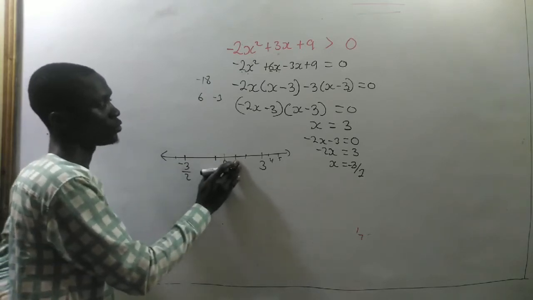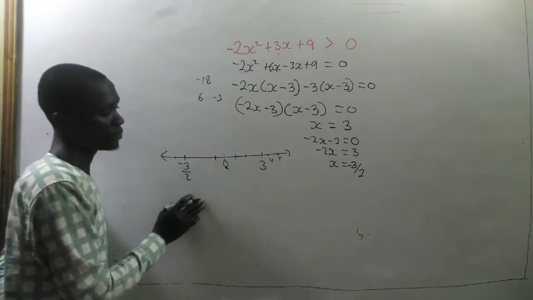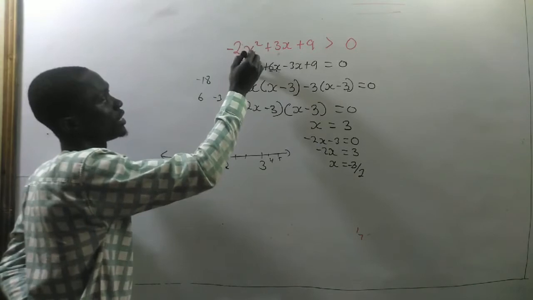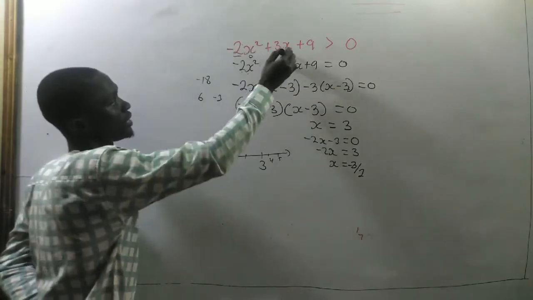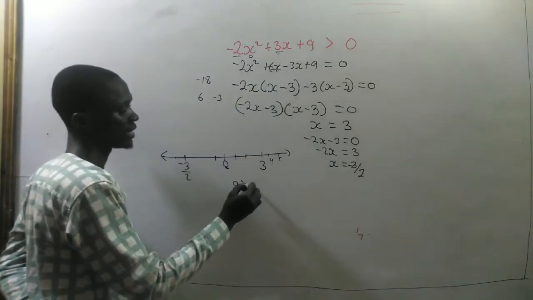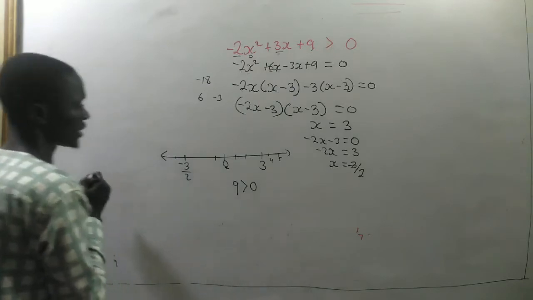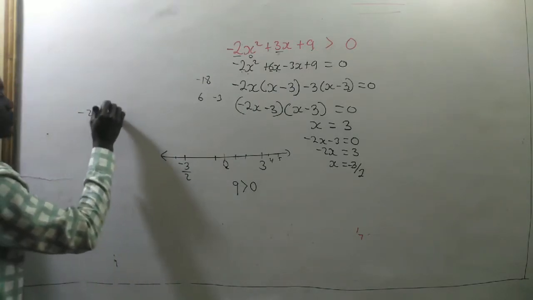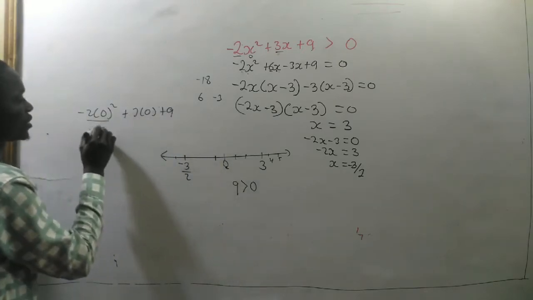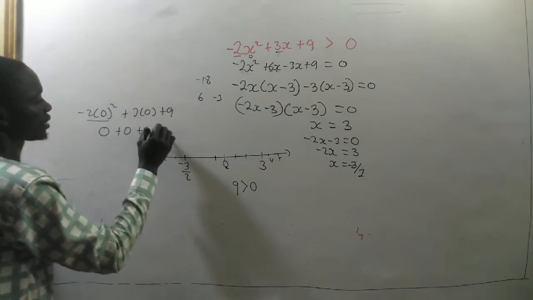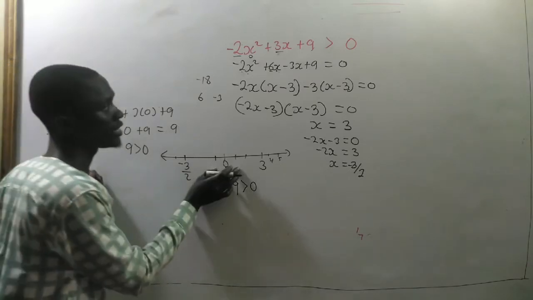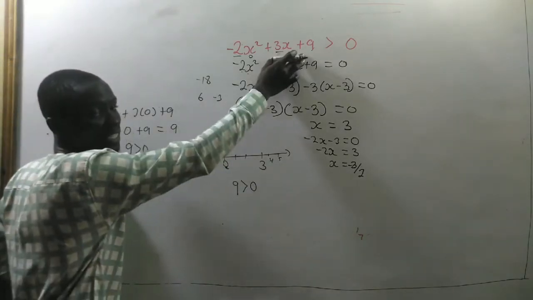So let's test 0. Where are we going to test the 0? We are going to put 0 into wherever we see x here. So if we put 0 here, this will be 0, this will be 0, and it will be left with 9. And it is true that 9 is greater than 0. Test it like this. Minus 2, 0 squared, plus 3 times 0, plus 9. So this is 0 plus 0 plus 9. That is equal to 9. And 9 is greater than 0. So it means that 0 will satisfy this inequality.